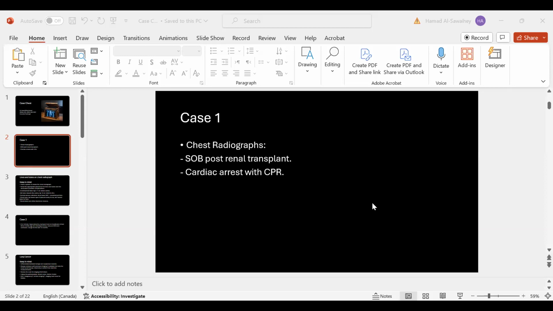Doctor, please just start as you usually start with any chest X-ray. I want to see your approach. So this is a 55-year-old female patient who has had a recent renal transplant and presented with a few days of shortness of breath and fever.